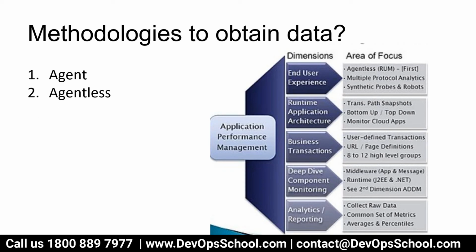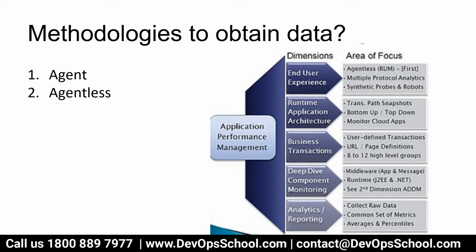Basically, there are two methods we use for doing APM: agent and agentless. In AppDynamics, both are possible. You can do it through an agent and also through agentless. If you look at the image on the right side, application performance management has multiple dimensions and areas to focus on. It covers a broad area, which includes end user experience, runtime application architecture, business transactions, deep dive component monitoring, and analytics reporting.